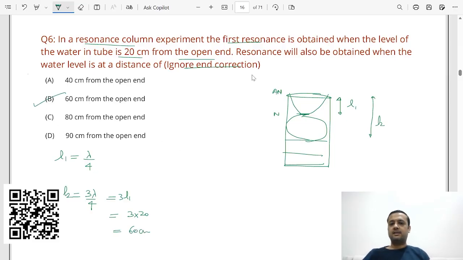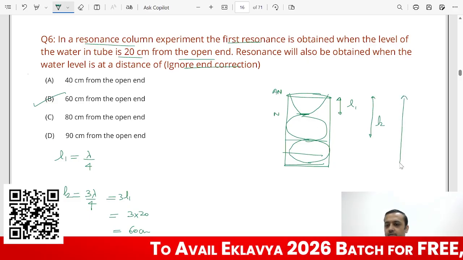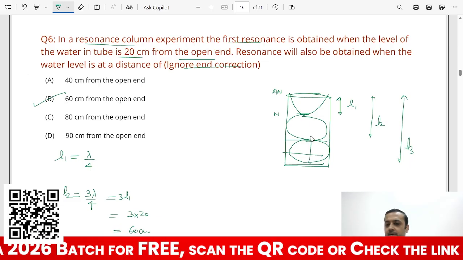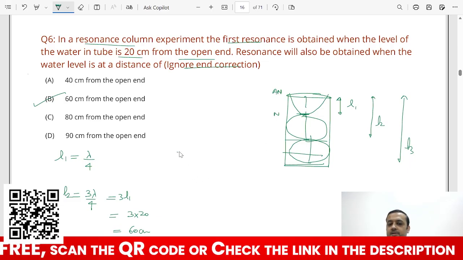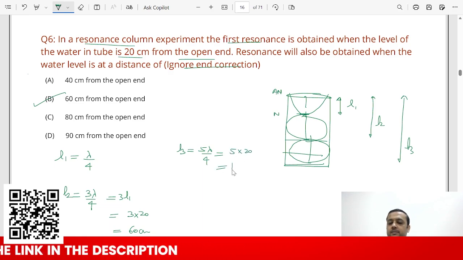Notice one more point here: they are not talking about the next resonance, they are talking about any resonance. For example, suppose 60 was not in the option, but let us say 100 was in the option. So 100 would have been correct. Why? Because the next resonance will happen when this kind of diagram occurs, L3. L3 will be lambda by 2 plus lambda by 2 plus lambda by 4. That means L3 will be 5 lambda by 4, which is 5 into 20, so 100 centimeter.